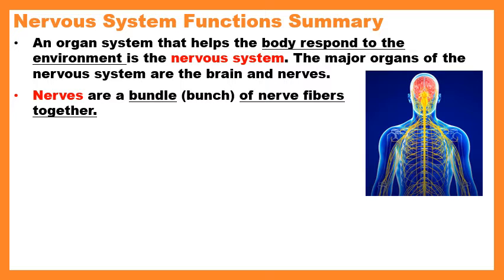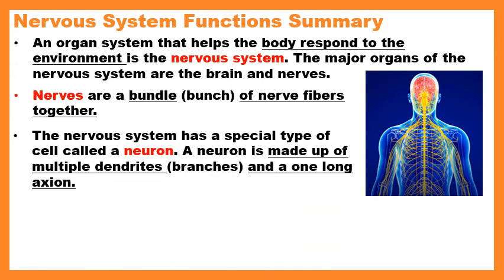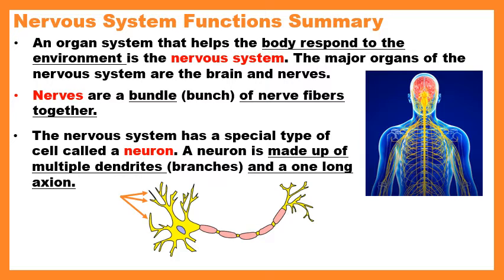Nerves are a bundle of nerve fibers together. And the nervous system is so special, it has its own special type of cell called a neuron. N for neuron, N for nerve, N for nervous system, so it all kind of fits together. And a neuron has a really special shape.